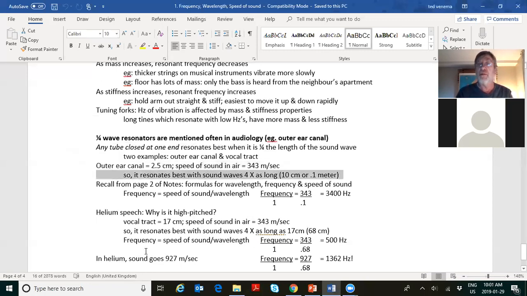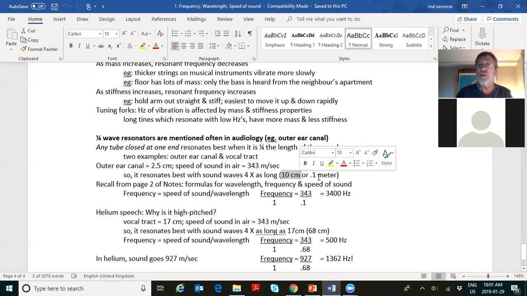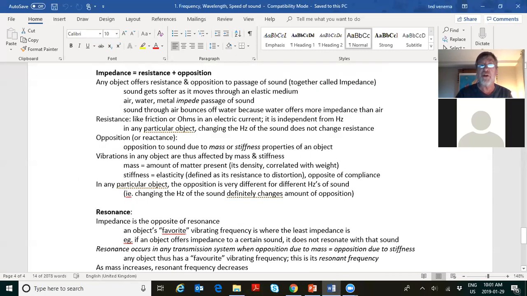So if we look at it in metric, which we should because science is done in metric, 2.5 centimeters is the length of your ear canal. It's a quarter wave resonator, so it's going to resonate with sound waves 10 centimeters long, and 10 centimeters is 0.1 meter. Recall from page 2 of your notes the formulas for wavelength, frequency, and speed of sound. Frequency equals speed of sound over wavelength. Let's go and look at those formulas.